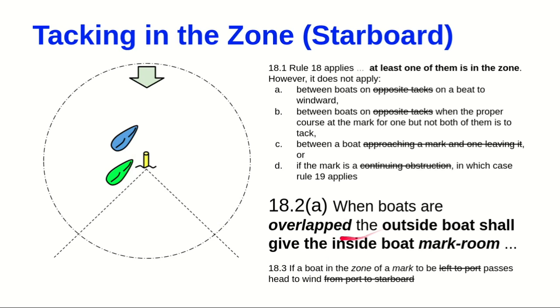When boats are overlapped, the outside boat shall give the inside boat mark room. Blue now is the outside boat and must give green mark room. So blue can't round the mark like this and call green all sorts of grief. By Rule 11, blue must keep clear of green, and by Rule 18, blue must give green mark room.